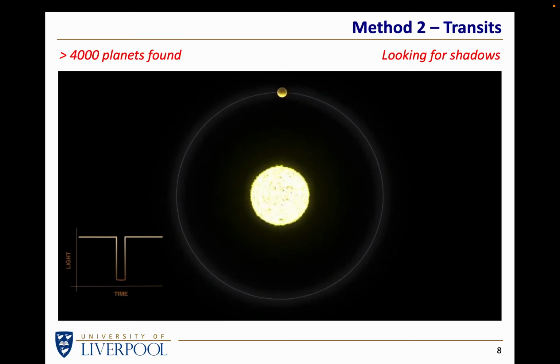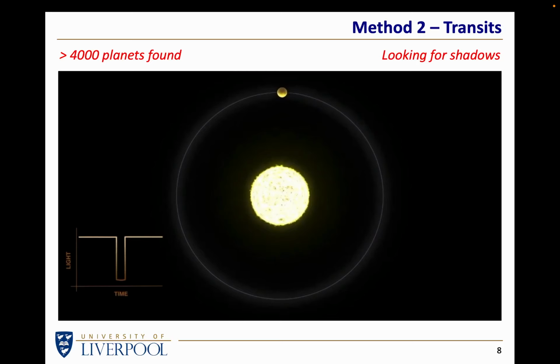In principle, you don't attempt to resolve the planet, you simply look at the total amount of light coming from this star system and you record it, and if you see a dip, then you've got an indication of a planet moving in front of the sun or in front of the star. And the depth of the dip will depend on the area of the planet. So a large planet will cause a big dip, a small planet, a small dip.